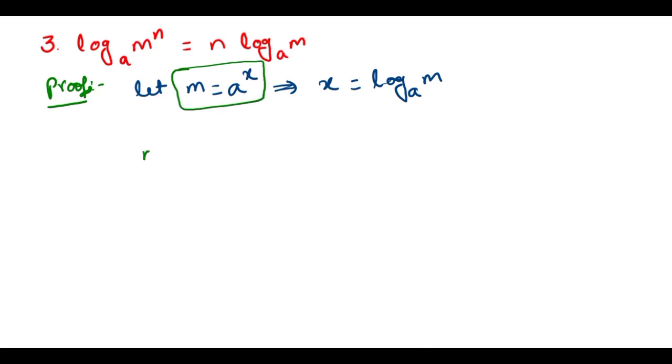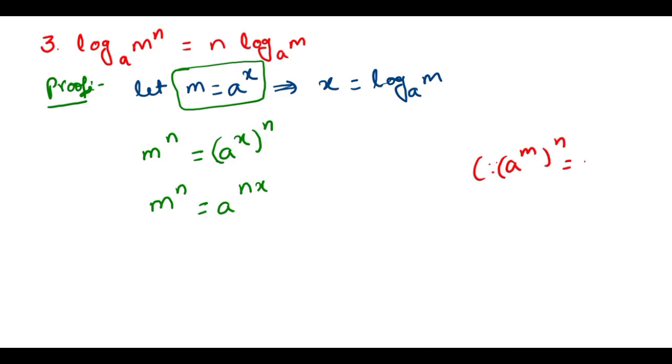So both sides I'm going to take power n. That means here also a power x whole power n. That means m power n is equal to a to the power of n into x, right? Because you know the formula very well. Here I am writing, from exponential, one important formula: a power m whole power n equal to a to the power of m into n. So using this formula, we write a power x whole power n is equal to a power nx. Now this is exponential form.